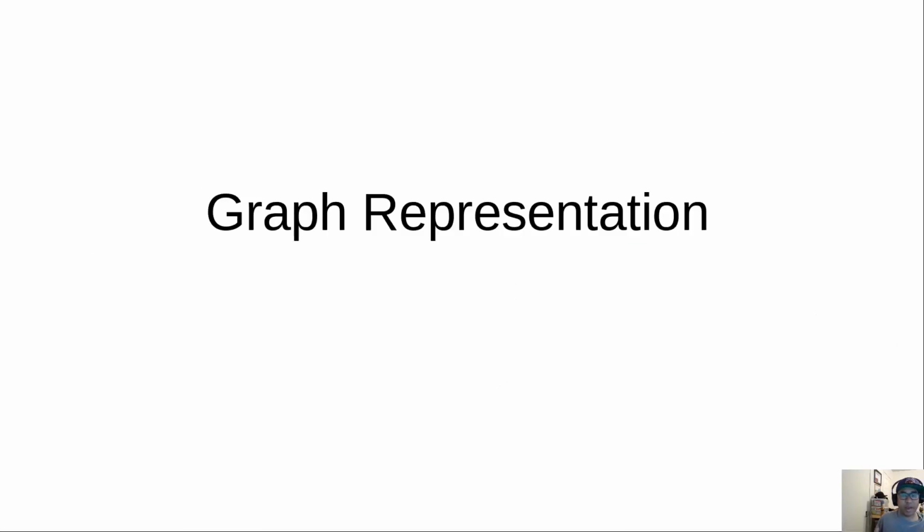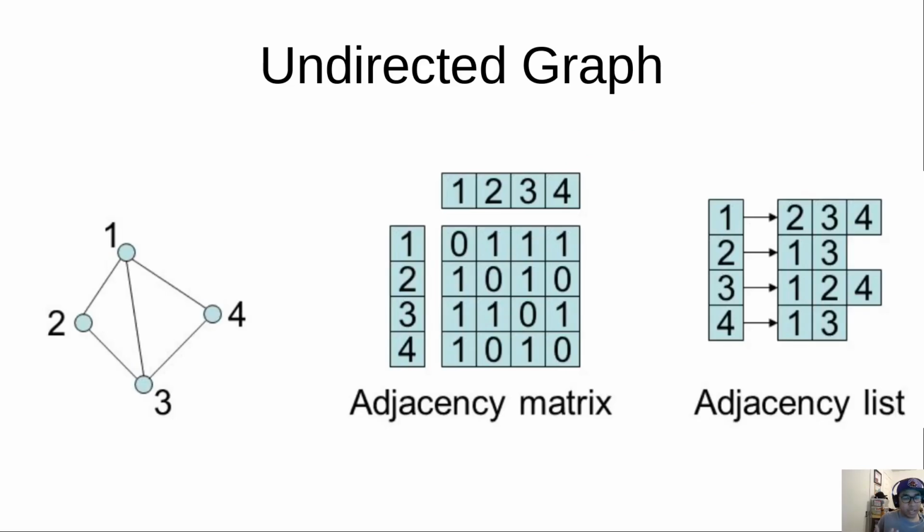So how is a graph represented? This is an undirected graph. In an undirected graph, there's no specific direction, so I can go from 1 to 3, 3 to 1, 4 to 1, 1 to 4, 2 to 1. There's no specific direction I have to go. And 0 represents there is no path, no outward line or edge.